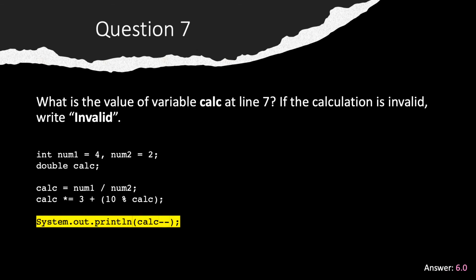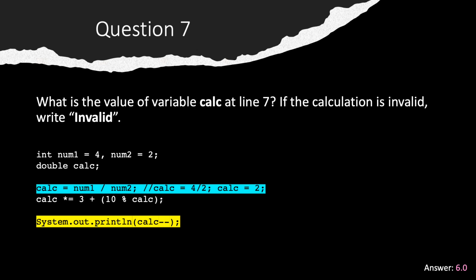Question 7. What is the value of variable calculate at line 7? If the calculation is invalid, write invalid. The code that we have is int num1 equal to 4, num2 equal to 2. And then we have double calculate. On the next line, we have calculate equal to num1 divided by num2. So that is 4 divided by 2, which is 2. Calculate will have the value of 2.